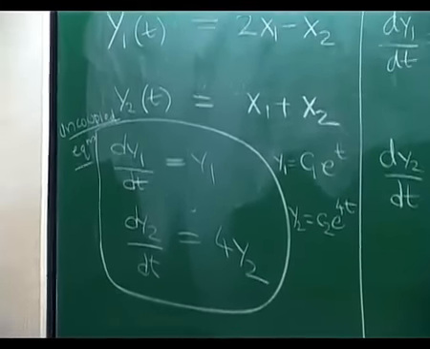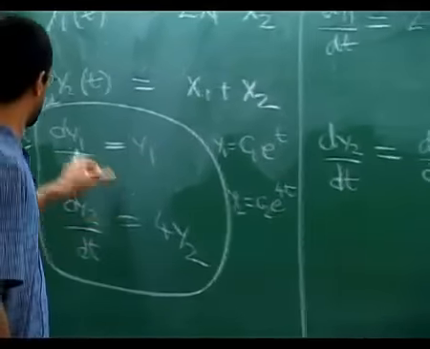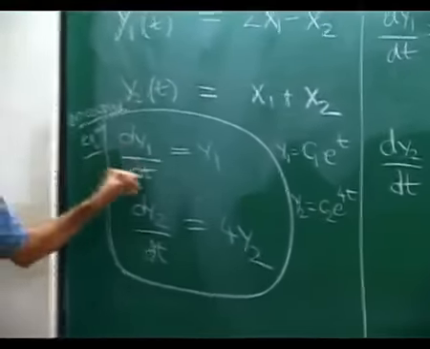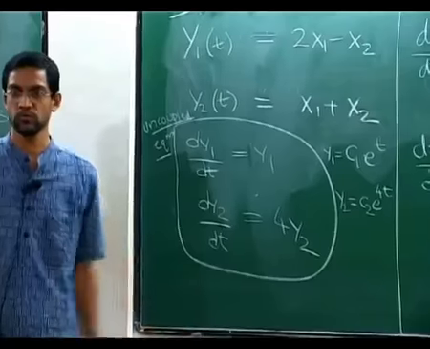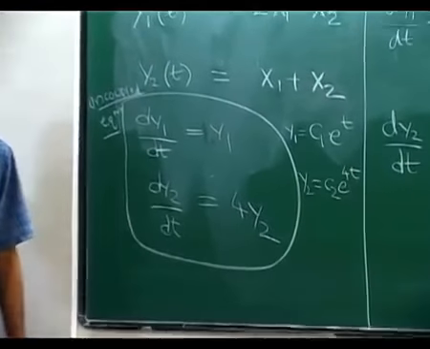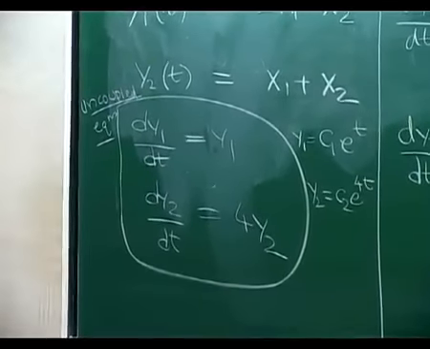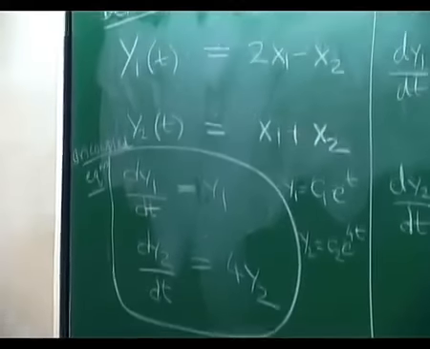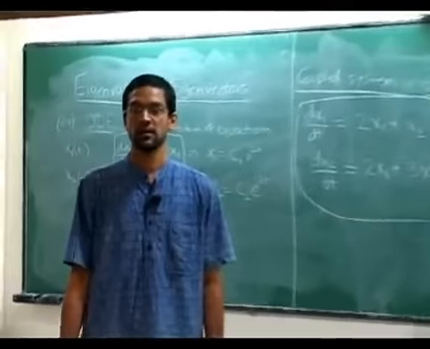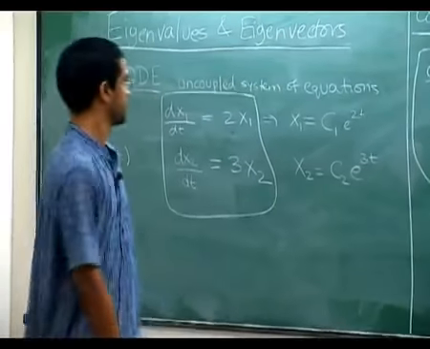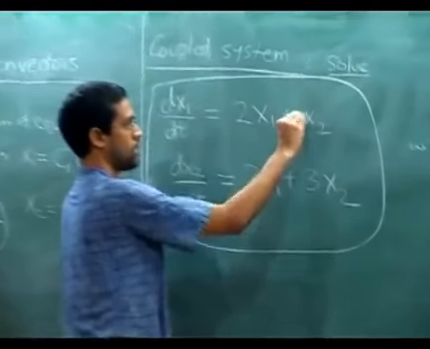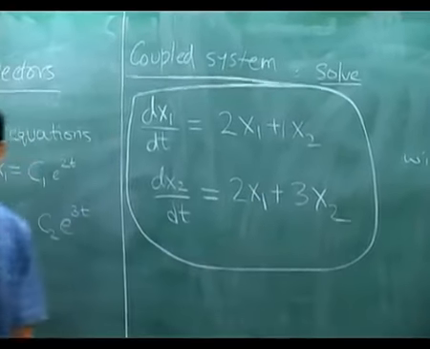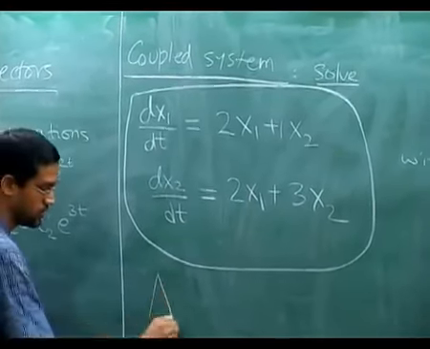Now what did we get? What are my new equations like? dy1 dt is 1 times y1 and dy2 dt is 4 times y2. It's not a coincidence. Where did you see 1 and 4 before? They were the eigenvalues of what matrix? 2, 1, 2, 3. Right? So it's not a coincidence.